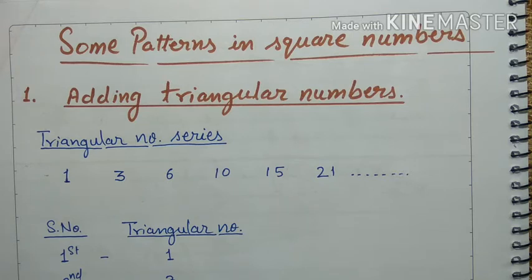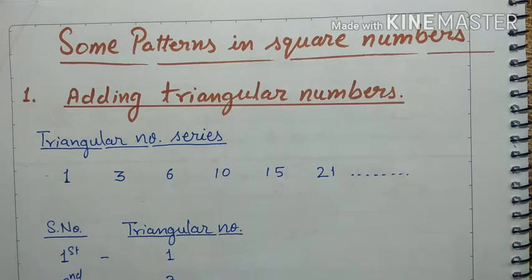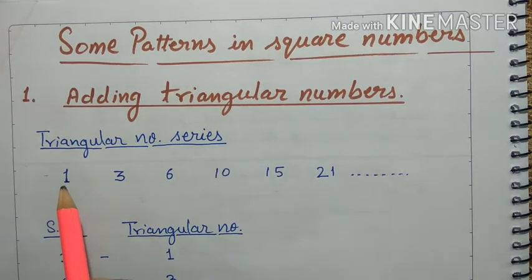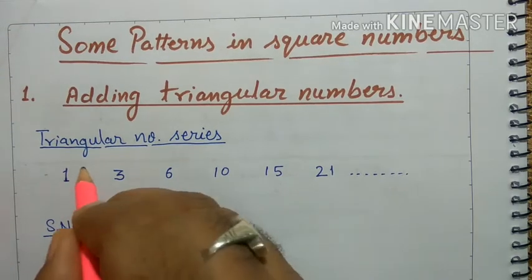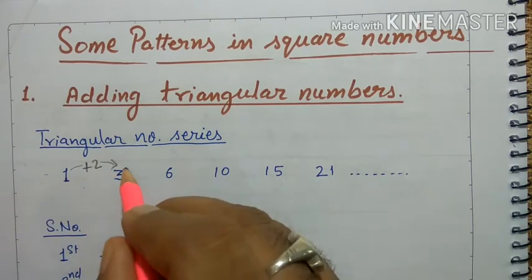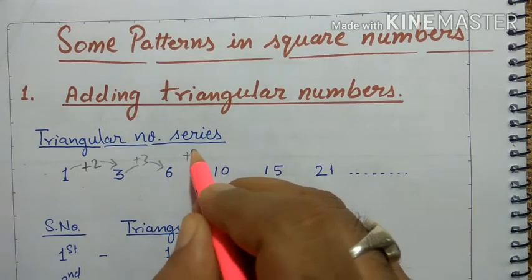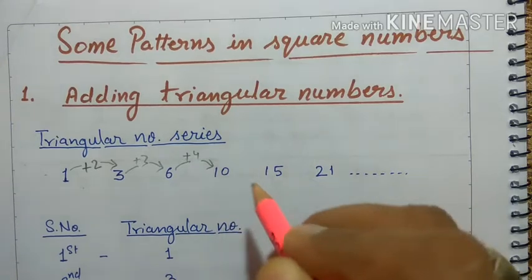So dear students, as you know, what is a triangular number? The triangular number series is like this: 1, then 3, then 6, 10, 15, 21 and so on. How will we get this series? Simply by adding: 1 plus 2 gives 3. Now 3 plus 3 gives 6. Then 6 plus 4, we are just adding, and we'll get the next number, 10.